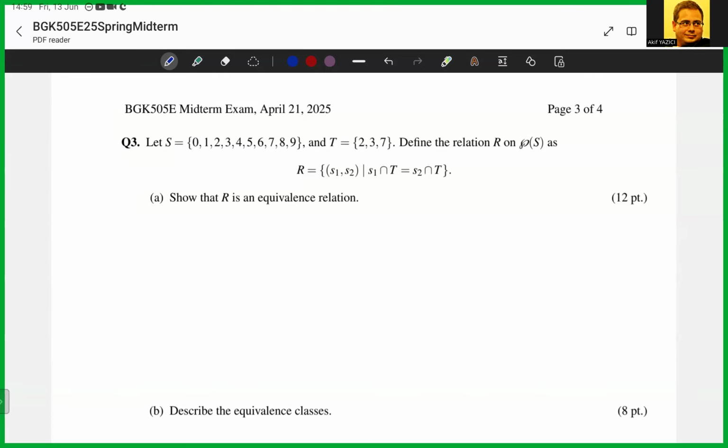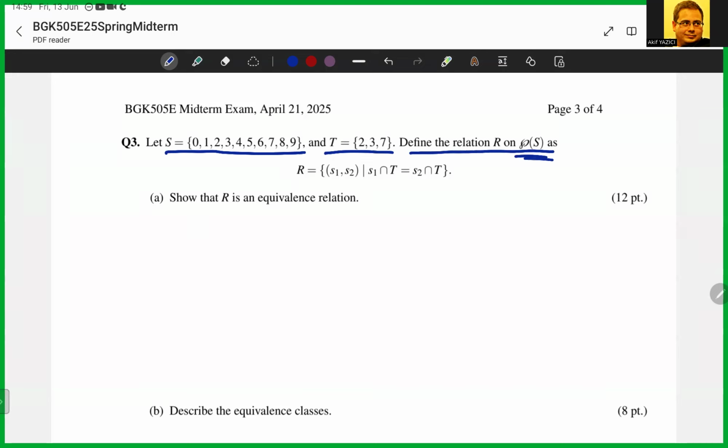Okay, so this is question number 3 from the midterm. In this question, we are given a set consisting of numbers from 0 up to 9, and we are given a subset of this set. And we are defining a relation on this set.